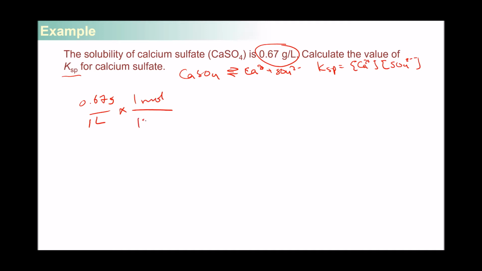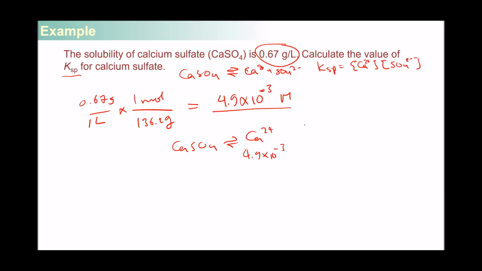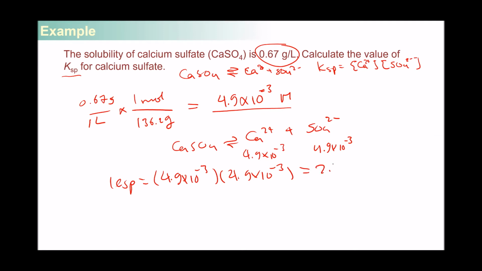So 1 mole is 136.2 grams. This is going to give you 4.9 times 10 to negative 3 molar. In solution, all this amount will dissolve to make the same number of moles of calcium and the same number of moles of sulfate. So KSP is going to equal the concentration of calcium, which is 4.9 times 10 to negative 3, times the concentration of sulfate, which is the same number. So it's going to equal 2.4 times 10 to negative 5.